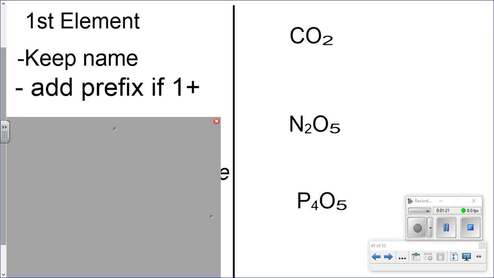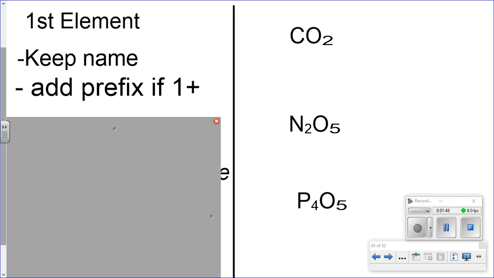Okay, the prefixes: 1 is mono, 2 is di, 3 is tri, 4 is tetra, 5 is penta, 6 is hexa, 7 is hepta, 8 is octa, 9 is nona, and 10 is deca. Okay, you can look those up, but those are real quick. You can pause the video as I was listing those off. So prefixes are those, okay?